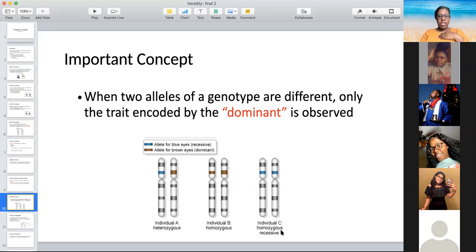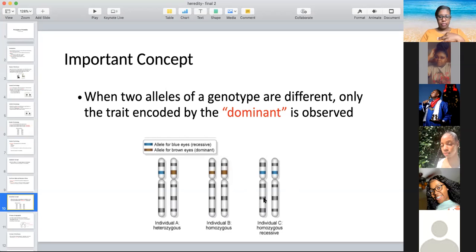All right, individual C, we have a homozygous recessive pair of alleles. What color eyes would this individual have if we looked at them? They're going to have blue eyes. Why? Because blue is more dominant in the gene.